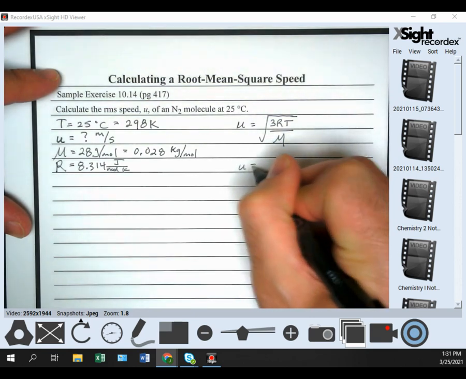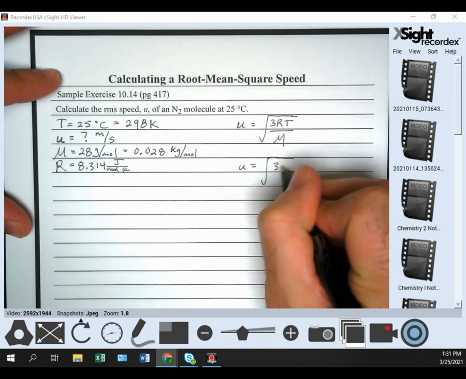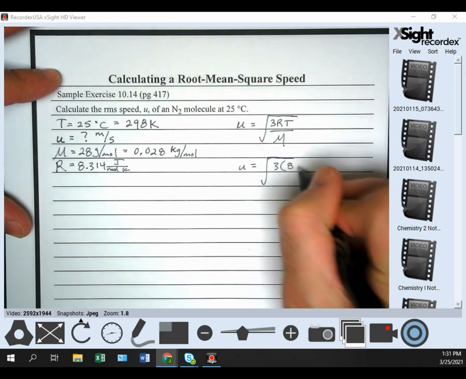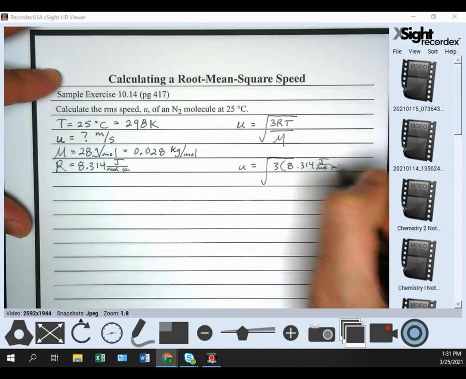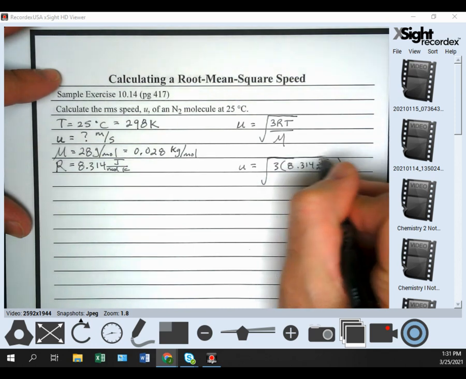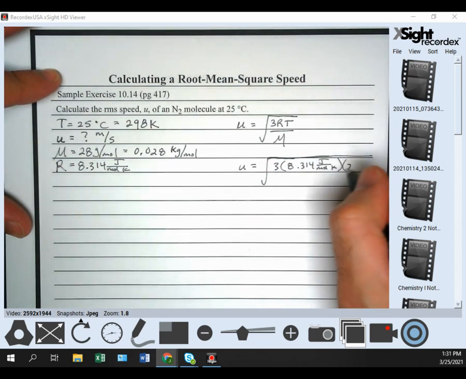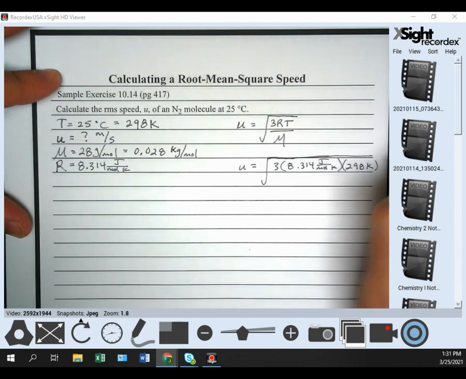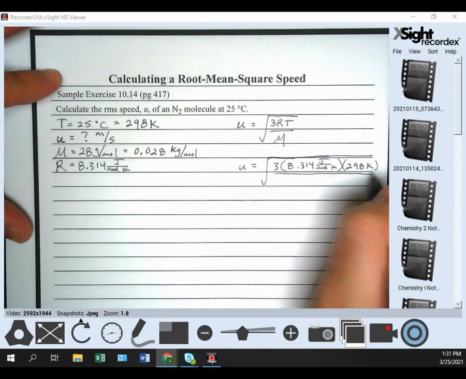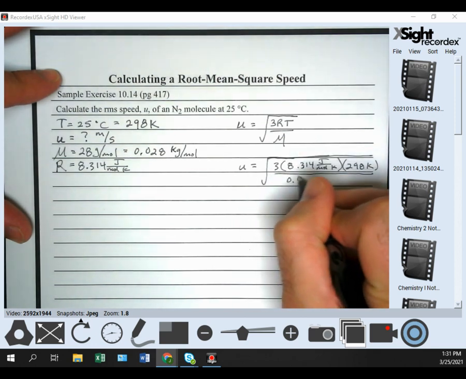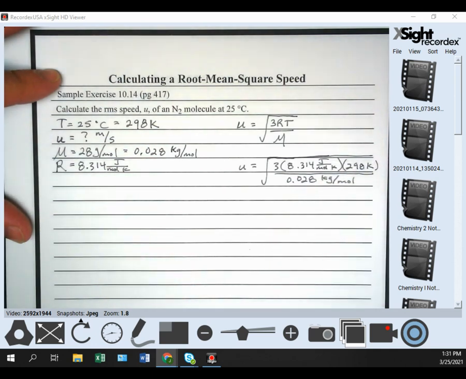So U equals the square root of 3 times the R, times the temp, and then all of this is over the molar mass in kilograms per mole.